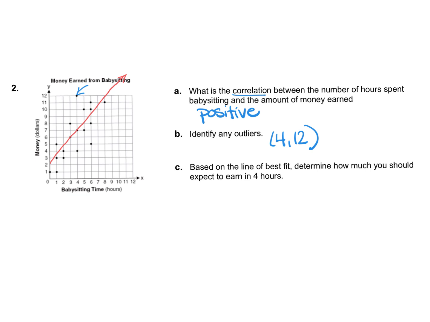Now, I know that's probably pretty unheard of these days, but back in my day, that would have been pretty good money. All right, so then letter C, based on the line of best fit, determine how much you would expect to earn after 4 hours. So again, you're just going to take your line and draw it coming up.